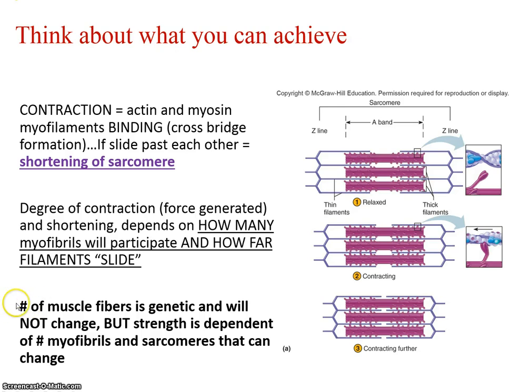I do remind you that the number of muscle fibers, so how much muscle mass you have, is genetic, right? But strength is dependent on the number of myofibrils, as I just said, and sarcomeres, and that can change. Your muscle can adapt. It's still limited, right, to how many, because you still overall have a certain number. You can't produce more muscle cells after a point. But you can produce more muscle mass through more myofilaments and myofibrils.